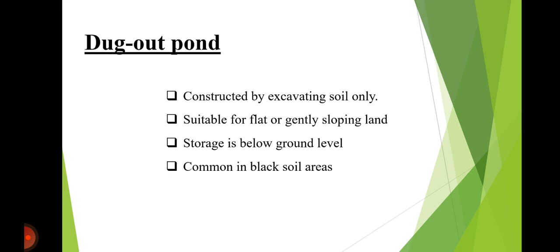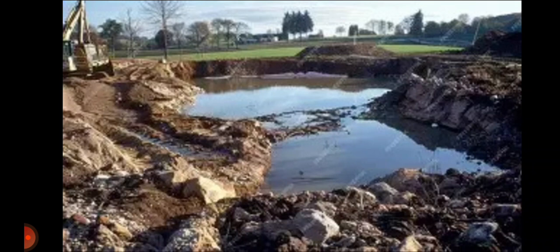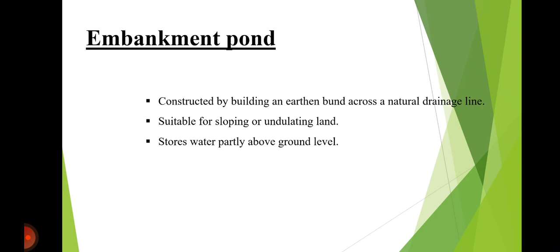Some of the uses of an embankment pond: supplemental irrigation, fish culture, livestock watering. These are some of the uses of an embankment pond. So, this is the picture of the dugout pond or excavated pond. Here, the space occupied by the water is very low, and when we dig out the pond, the underground water may get stored. So, I hope you understand from this picture about the excavated pond.